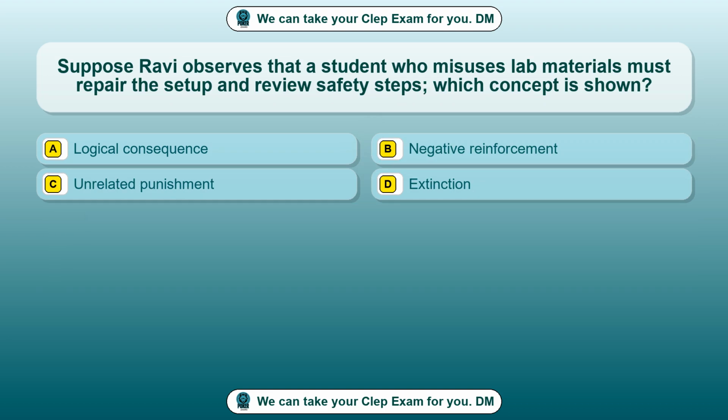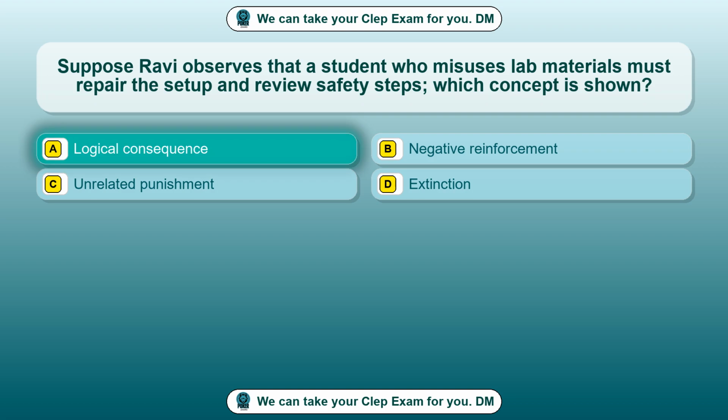Question 73. Suppose Ravi observes that a student who misuses lab materials must repair the setup and review safety steps. Which concept is shown? Option A, logical consequence. Option B, negative reinforcement. Option C, unrelated punishment. Option D, extinction. The correct answer is option A, logical consequence.